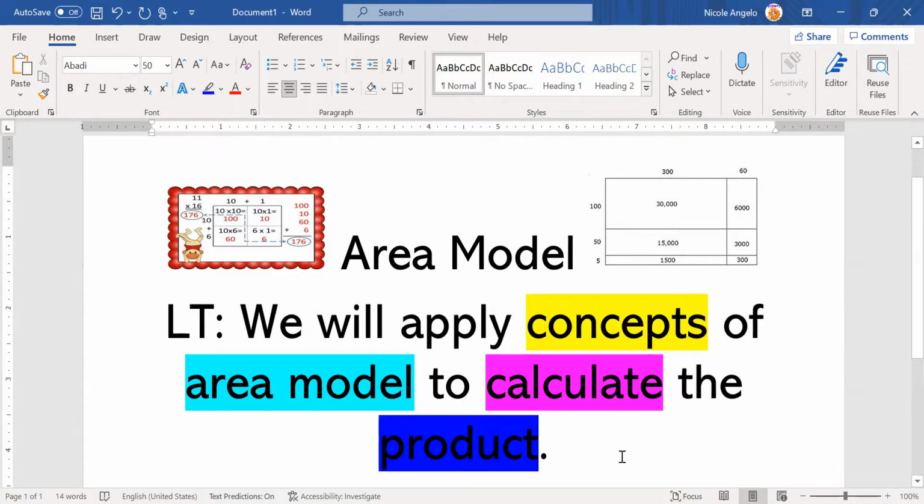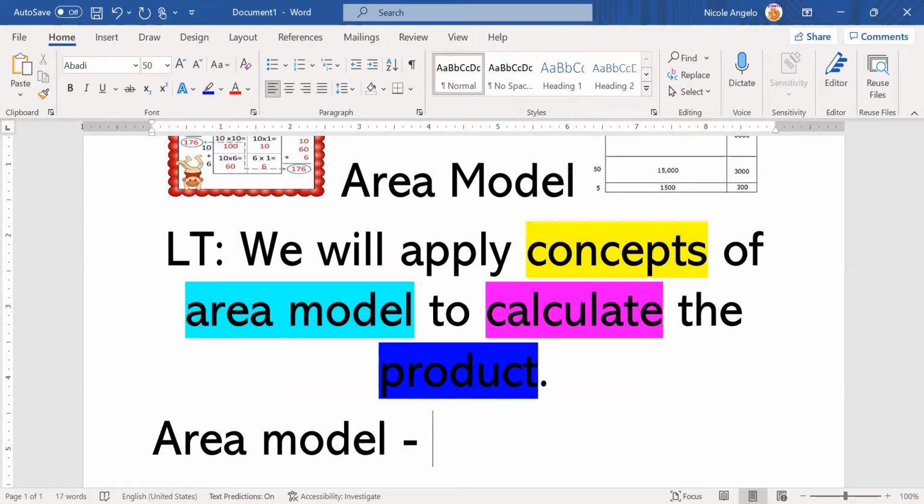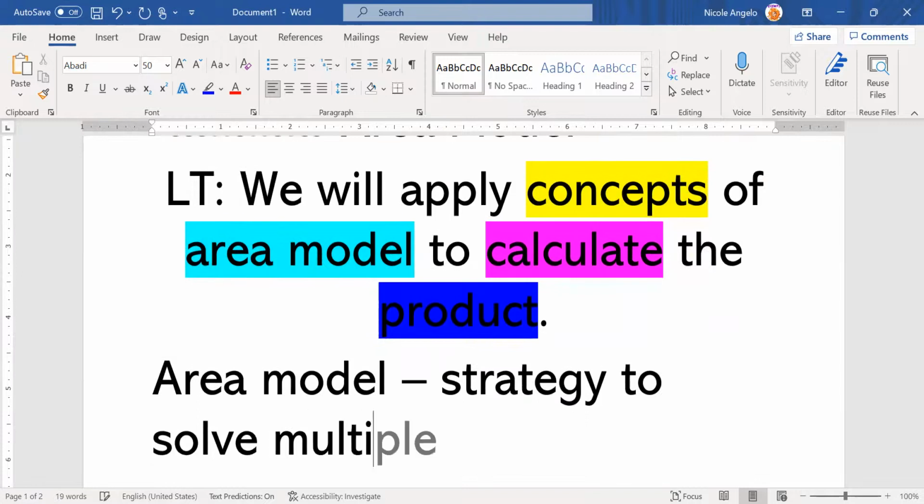All right, so we'll start here. We have area model. Area model is a strategy to solve multiplication problems.